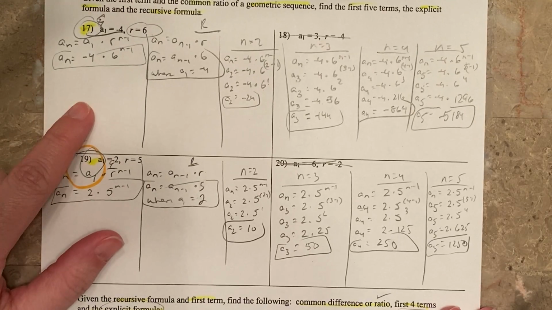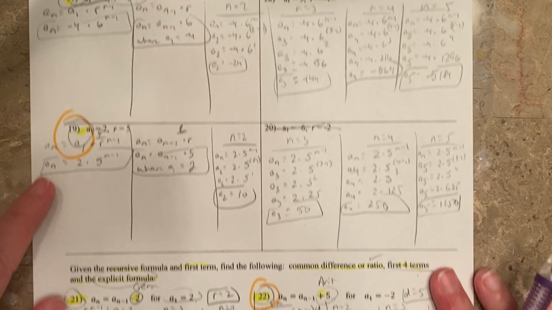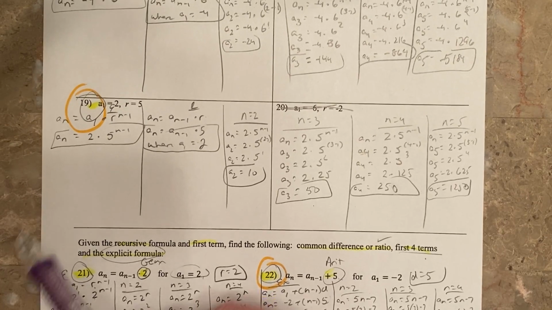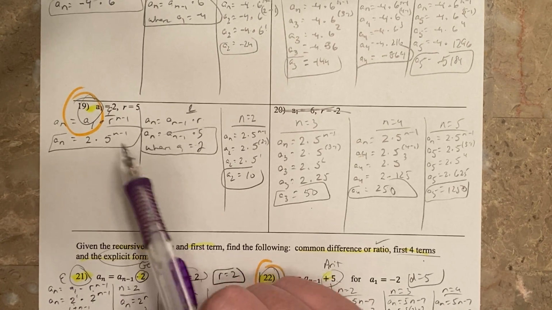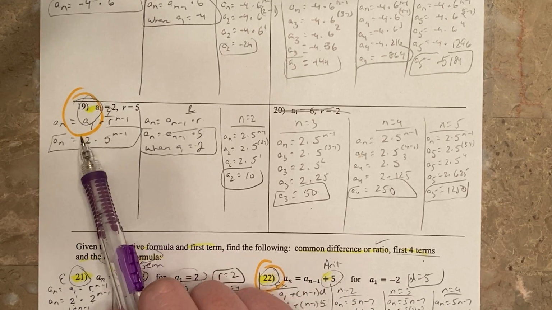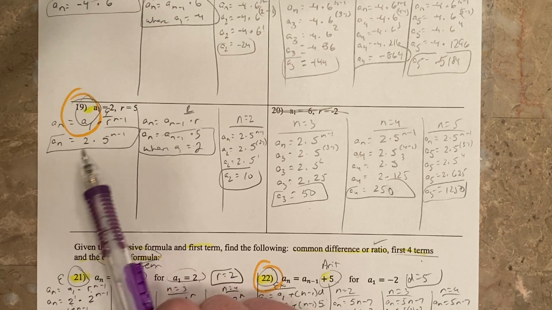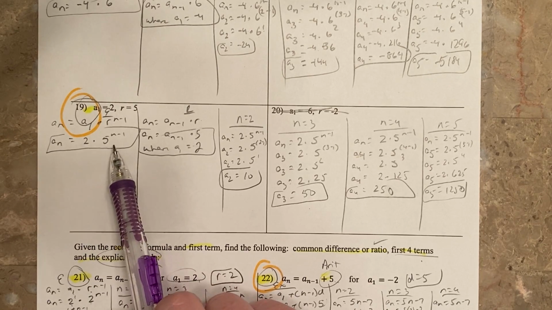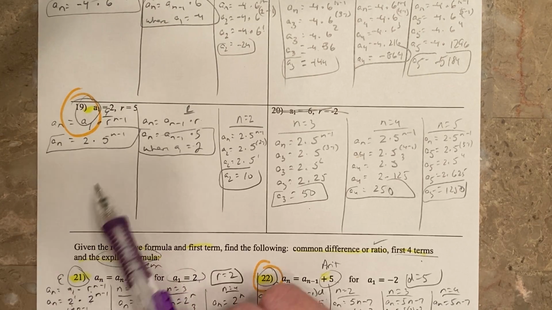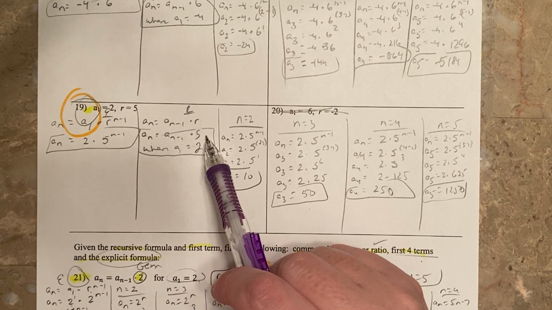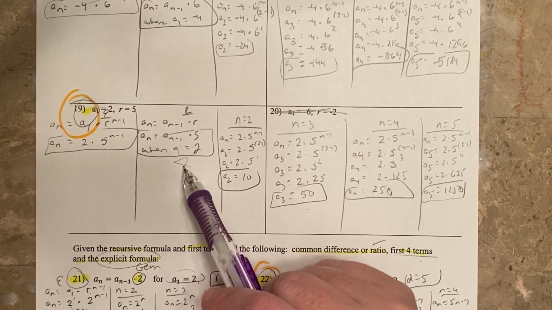Okay, on the back, I did 17 with you in yesterday's video, so let's just go over number 19. So what do we have to do? This was just like the front, but it's now geometric. Explicit: a sub 1 was 2, your common ratio was 5, so a sub n equals 2 times 5 to the n minus 1. That's all that's needed for that. For the recursive, a sub n equals a sub n minus 1 times 5. Again, you have to tell me where a sub 1 is. Make sure on your take home you also do that.